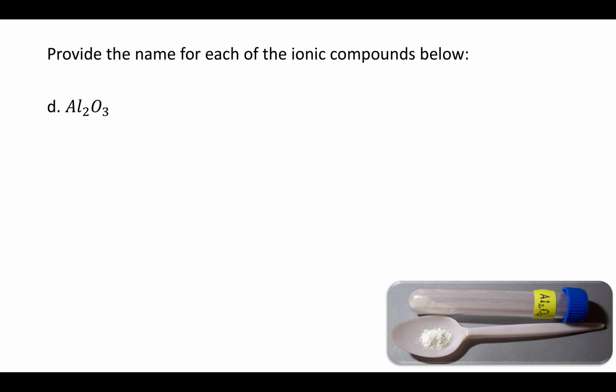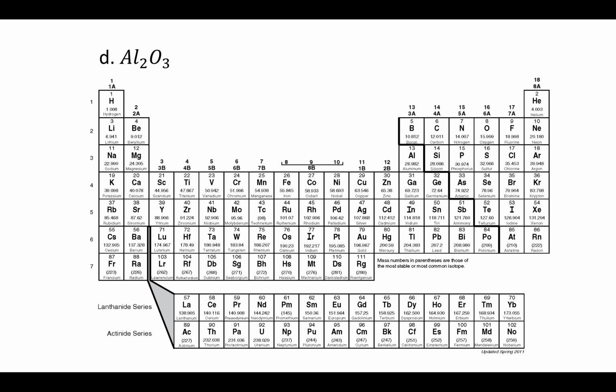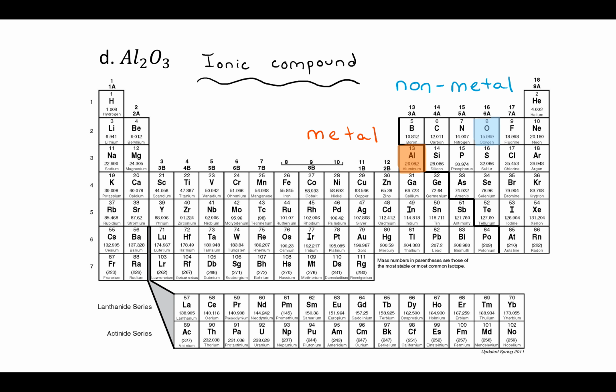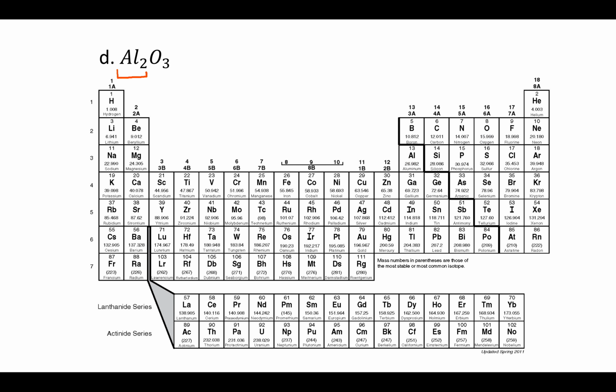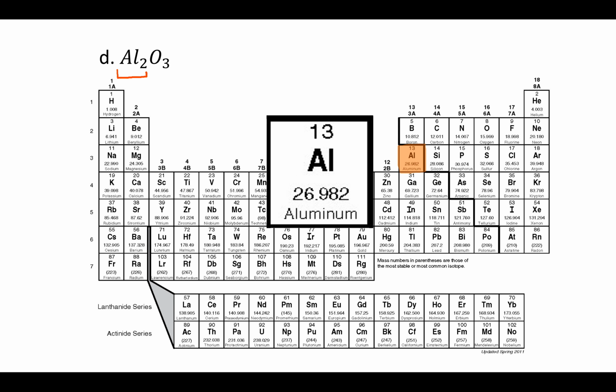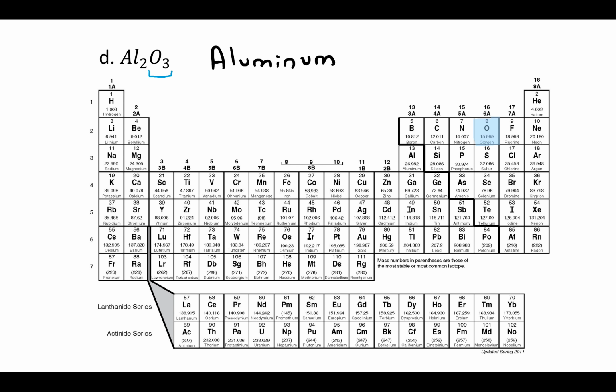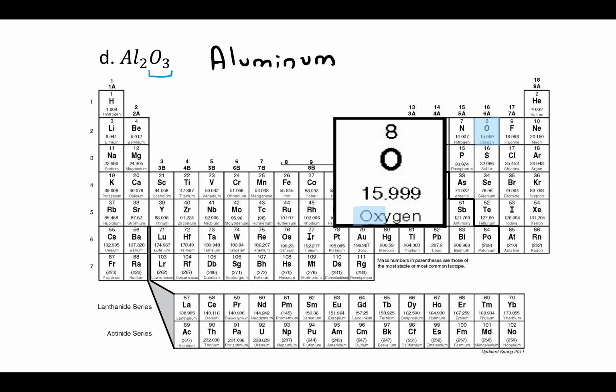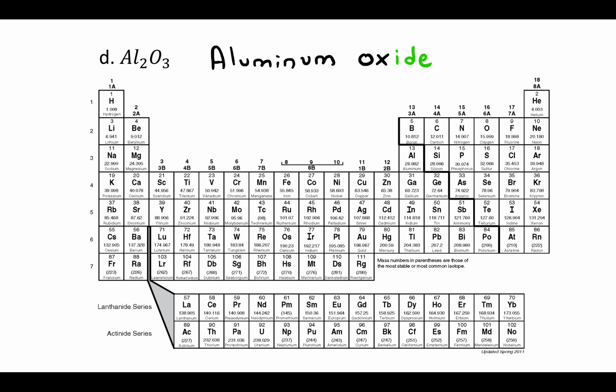How about Al2O3? So let's make sure it's an ionic compound. We have a metal and a nonmetal, so it's definitely ionic. To name an ionic compound, take the first element, name it exactly as it is on the periodic table. So here, aluminum. For the second element, take just the first syllable. So here that would be ox from oxygen. And then to show that it's in a compound, add the ending ide, IDE. So Al2O3 is called aluminum oxide.